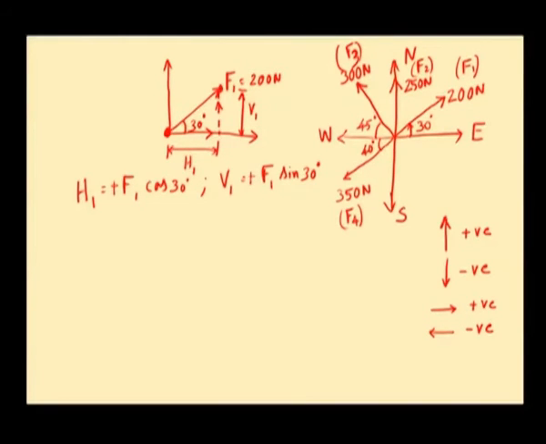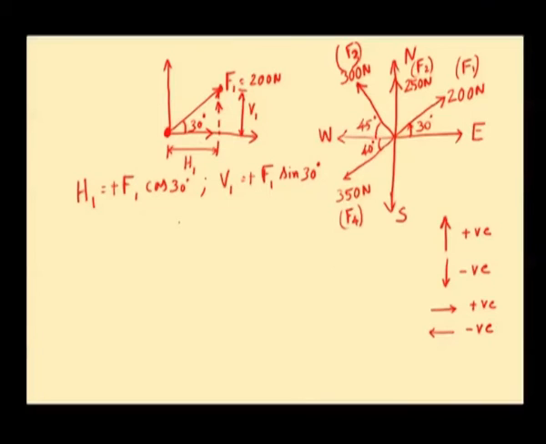Now, in the same manner we shall resolve the second force, which is the force F2. Before that, F1 is 200, so it will be 200 cos 30.